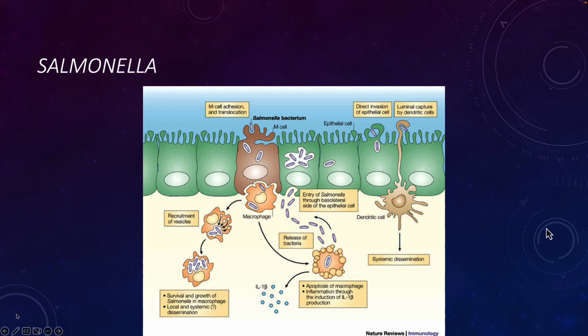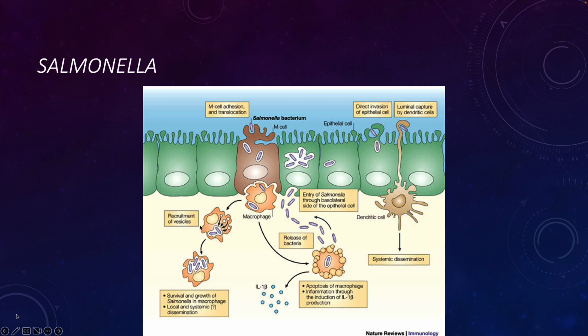So with a Salmonella infection, here's just a Salmonella bacterium. It could be any one of a number of serovars. You have the invasion of the M cell. It'll translocate through that M cell into macrophages where it can survive and grow, which allows it to disseminate. They can also come in through other epithelial cells in the GI tract. So here's direct invasion of the epithelial cells. And they can be captured by dendritic cells, all of which allows them to go systemic.